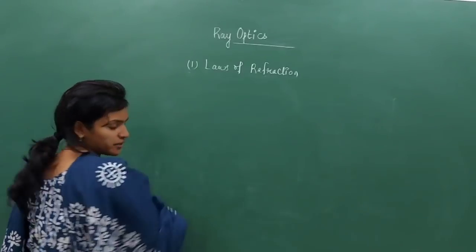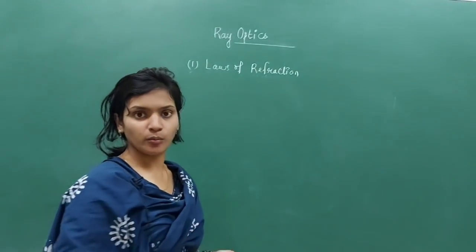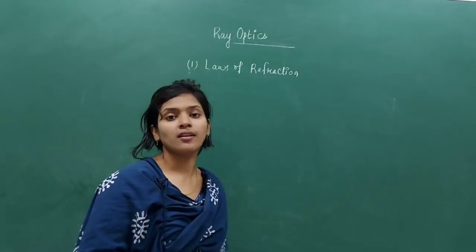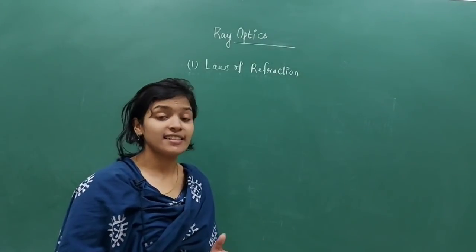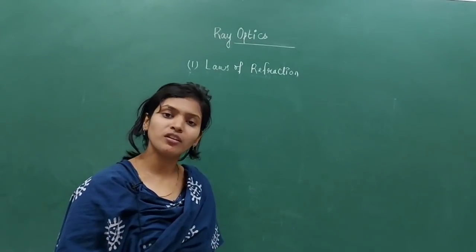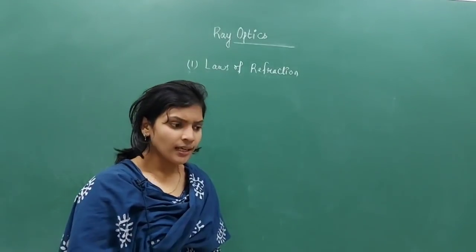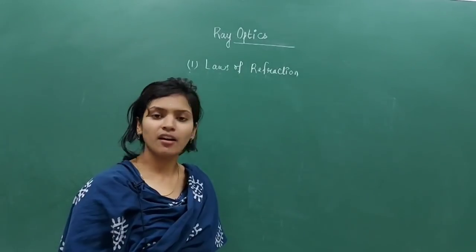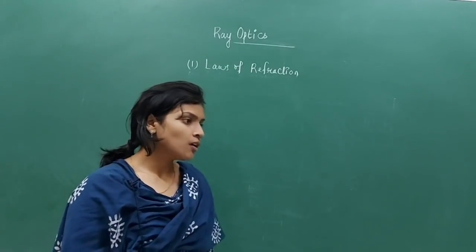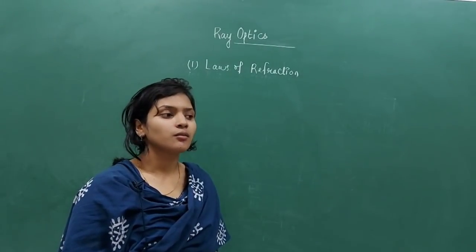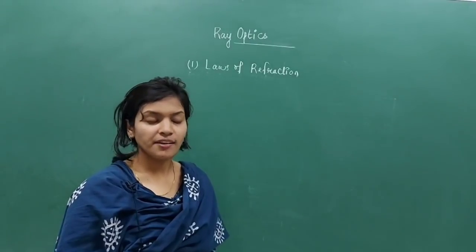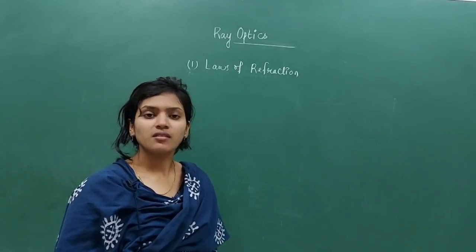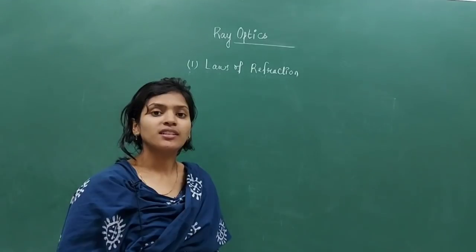First of all, you should know what is refraction. Refraction of light is the phenomenon where a ray of light changes its direction while moving from one medium to another medium. For refraction we need two media, optically rarer or denser. The properties like velocity and wavelength will change.